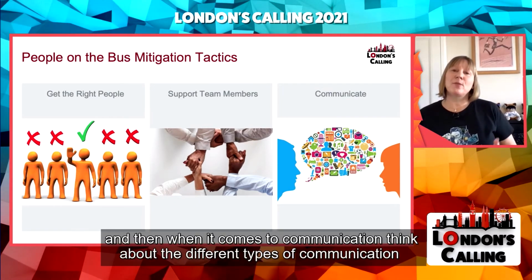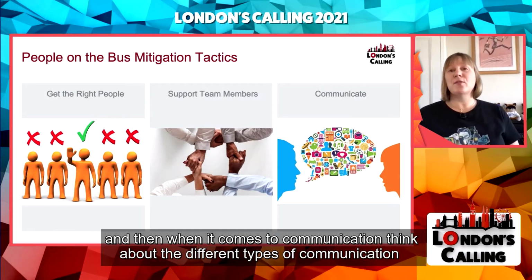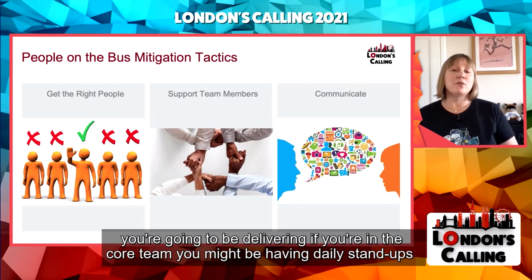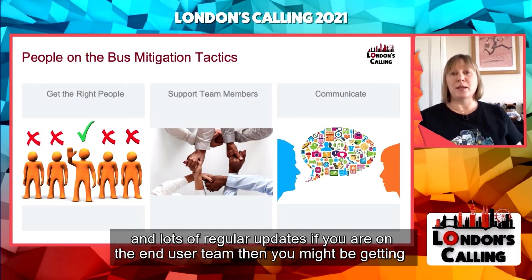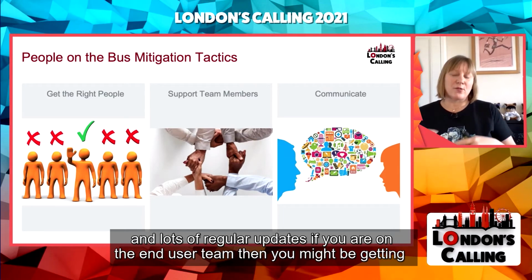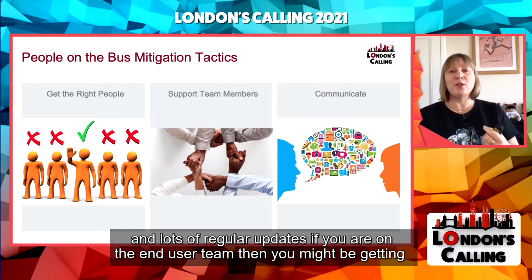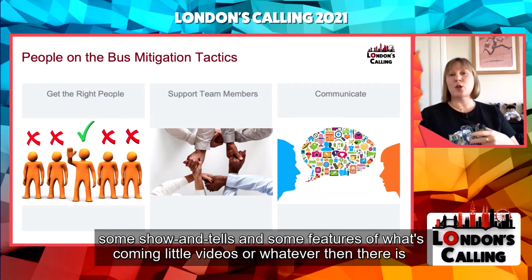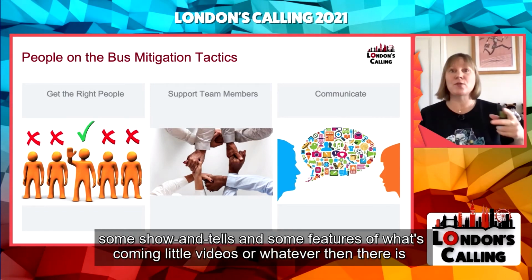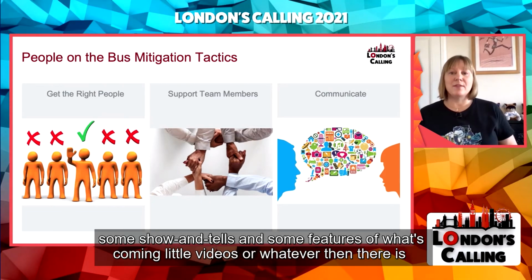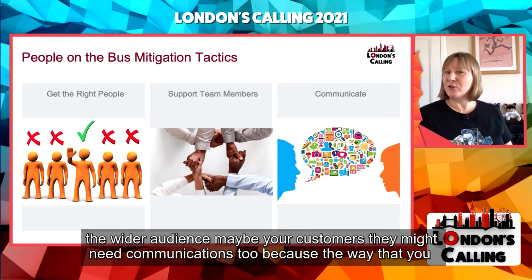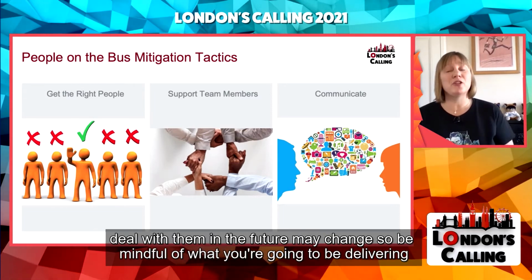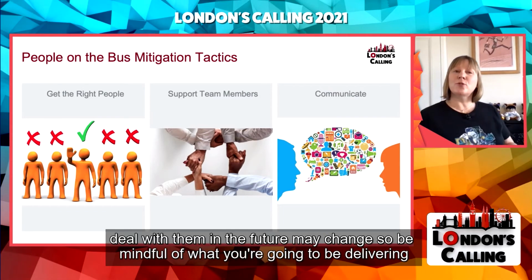And then when it comes to communication, think about the different types of communication you're going to be delivering. If you're in the core team, you might be having daily stand-ups and lots of regular updates. If you are on the end user team, then you might be getting some show and tells and some features of what's coming, little videos or whatever. Then there is the wider audience, maybe your customers. They might need communications too, because the way that you deal with them in the future may change. So be mindful of what you're going to be delivering.